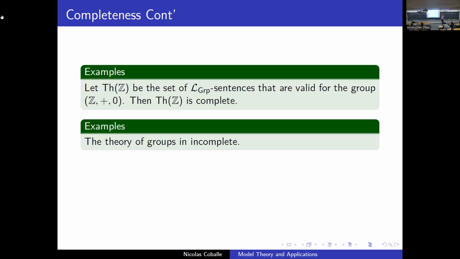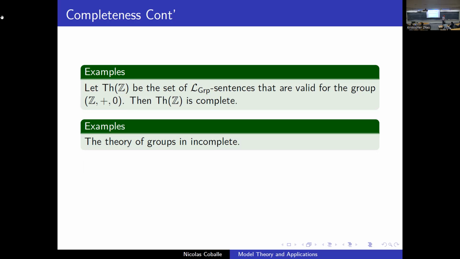We have the sentence phi1: there exists X such that for all Y, Y is equal to X. And then we have the sentence phi2: there exists X and there exists Y such that X is not equal to Y, and for all Z, Z is equal to X or Z is equal to Y. So this basically says that this group only has one element, and this says this group only has two elements. Right? And obviously there are groups with one element and there are groups with two elements.